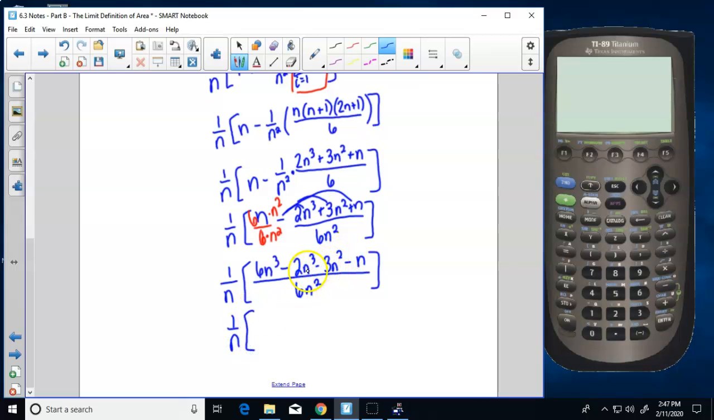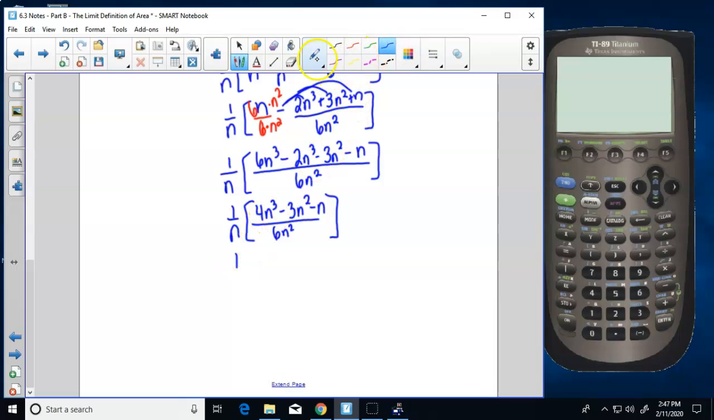Don't worry, you don't have too many of these. 4n cubed minus 3n squared minus n over 6n squared. And finally, we will get 4n cubed minus 3n squared minus n over 6n cubed. And when we get that, we need to do the limit as n approaches infinity of all that. What do we get? We will get 4 over 6, which gives us 2/3.